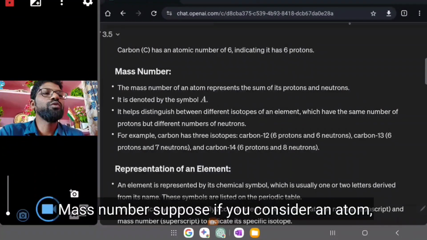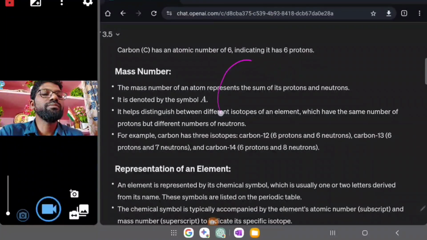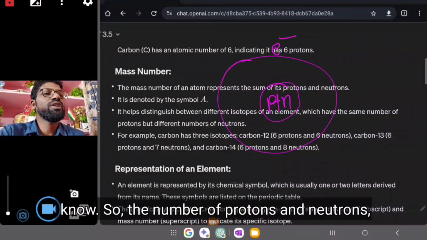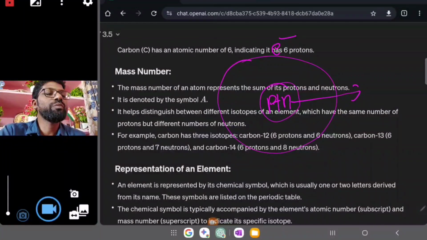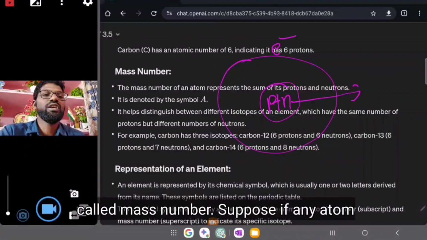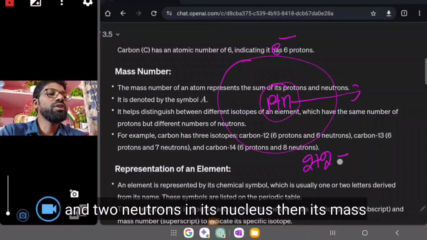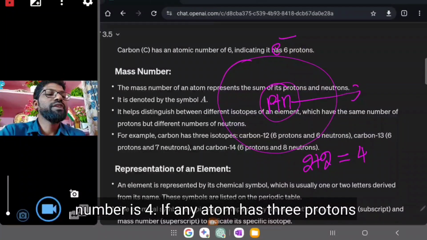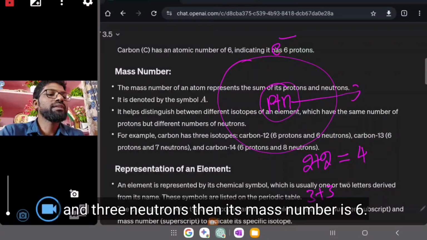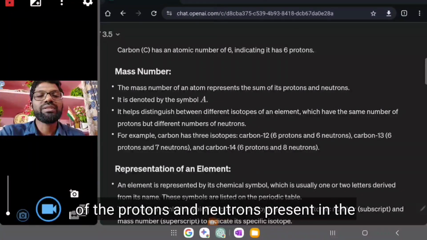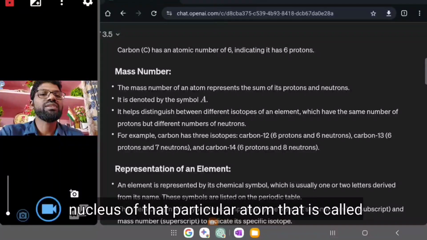Mass number, suppose you consider an atom, so this is the nucleus, protons and neutrons. Electrons revolve around the nucleus, that we know. So the sum of the number of protons and neutrons is called mass number. Suppose any atom has 2 protons and 2 neutrons in its nucleus, then its mass number is 4. If any atom has 3 protons and 3 neutrons, then its mass number is 6. That means mass number is nothing but the sum of the protons and neutrons present in the nucleus of that particular atom. That is called mass number.